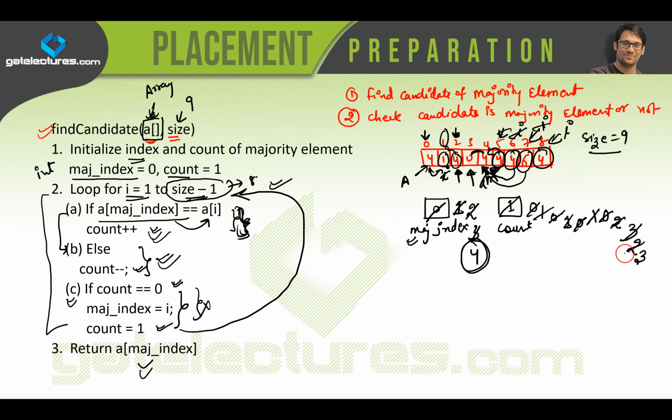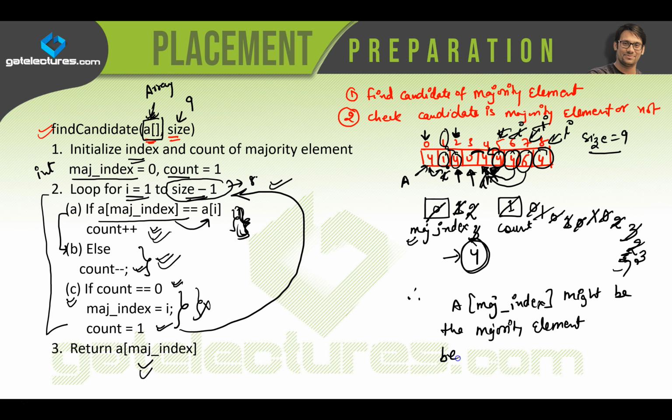Now you can see because count is not 0, hence we found an element which may be a candidate of the majority element. Therefore because of this index location, we can say A of majority index might be the majority element because count is greater than 0, right? So this entire pseudocode we have performed step by step.